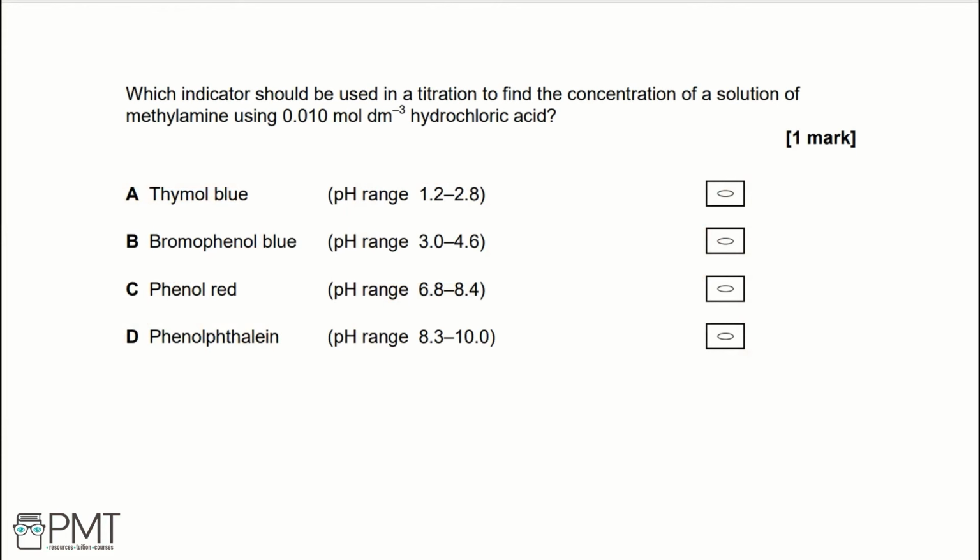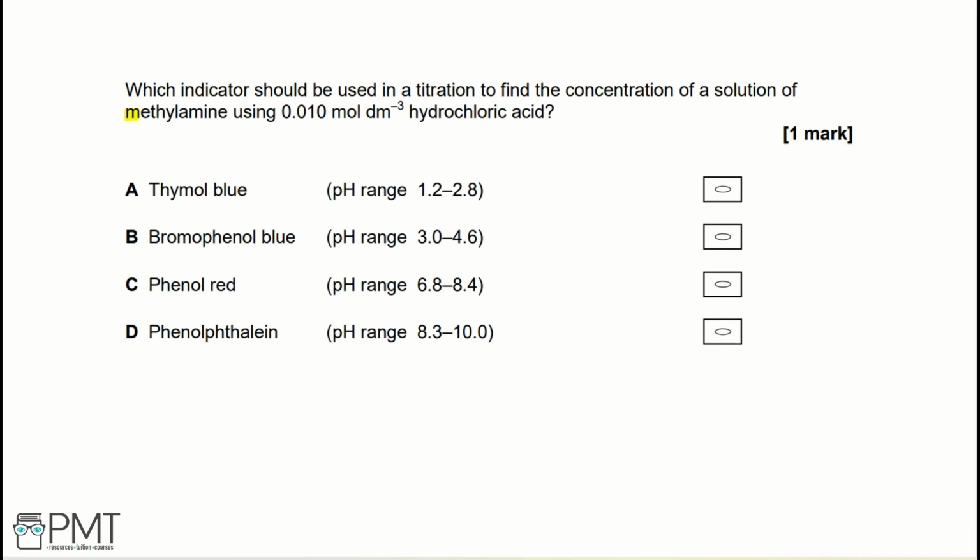Which indicator should be used in a titration to find the concentration of a solution of methylamine using 0.01 moles per decimeter cubed hydrochloric acid? A. Thymol blue with a pH range of 1.2 to 2.8. B. Bromophenol blue with a pH range of 3.0 to 4.6. C. Phenol red with a pH range of 6.8 to 8.4. Or D. Phenolphthalein with a pH range of 8.3 to 10.0.